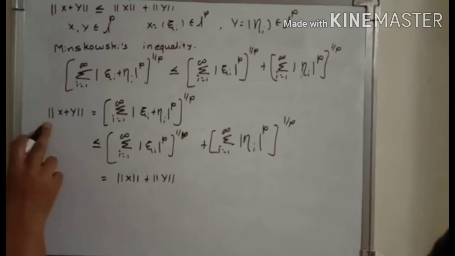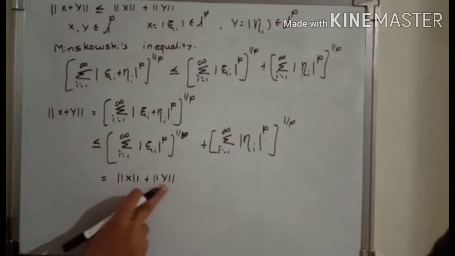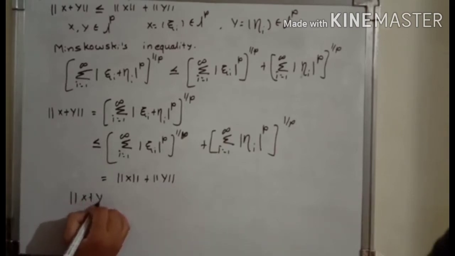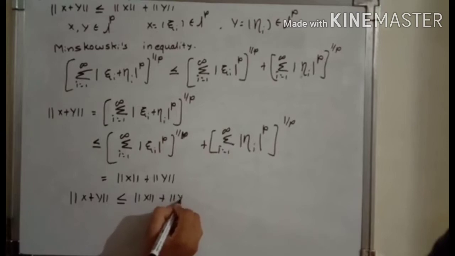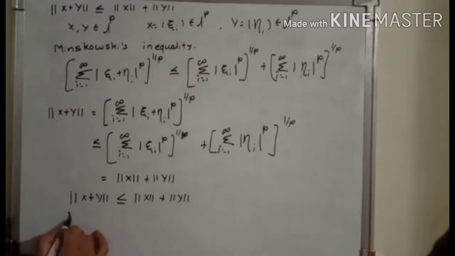That is norm of x plus y, it is lesser than or equals to norm of x plus norm of y, and it is the triangle inequality. Norm of x plus y lesser than or equals to norm of x plus norm of y. And here the norm defined on LP satisfies the third property, N3 is satisfied, and therefore now we have to prove the last property, that is N4.